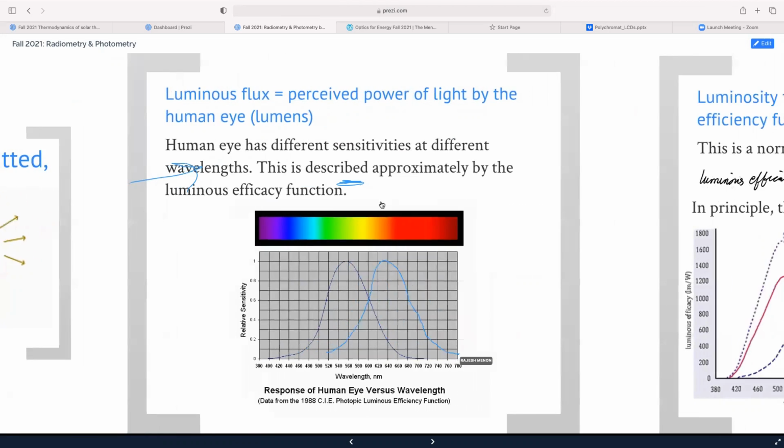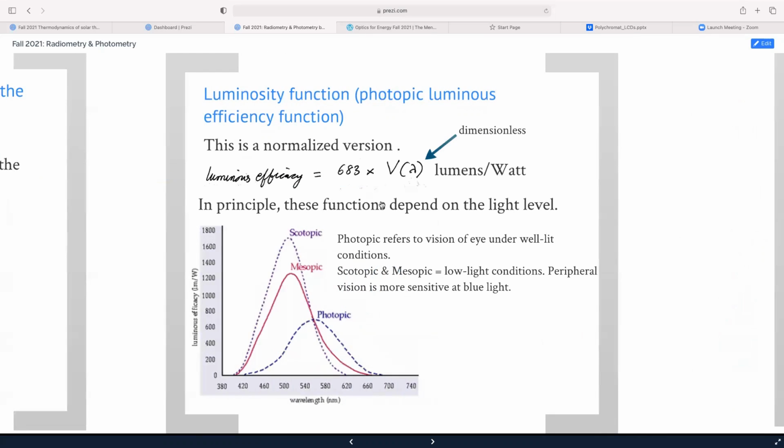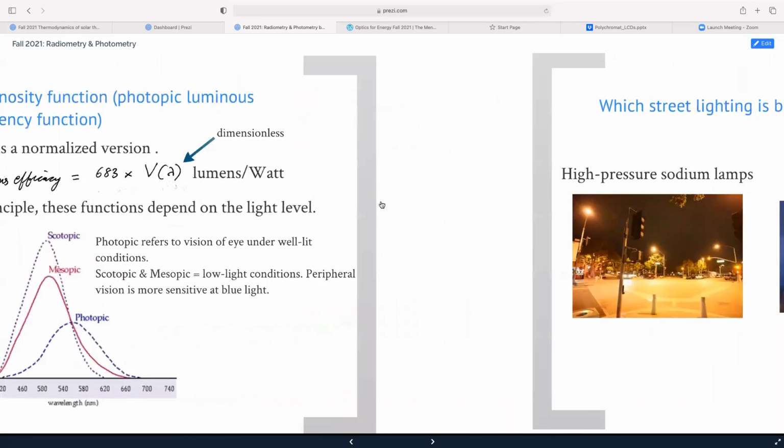Okay, not terribly important at the moment. You don't have to memorize any of this. Times the spectrum of the source in dimensionless units, normalized spectrum source, and this is in lumens per watt. Okay, now let's look at some examples.